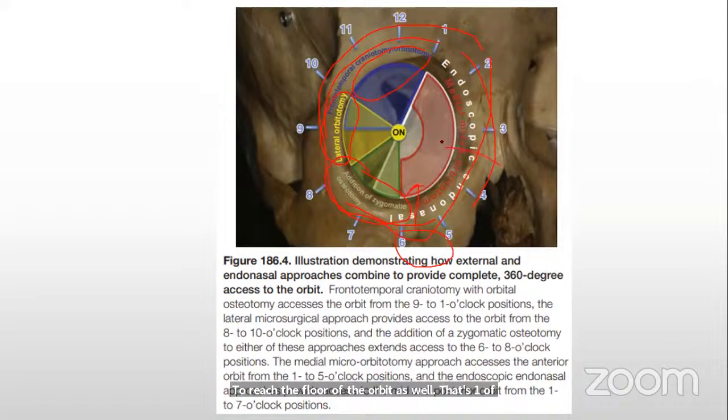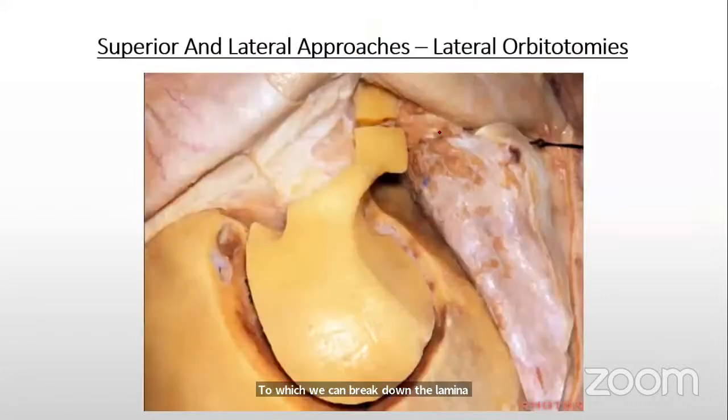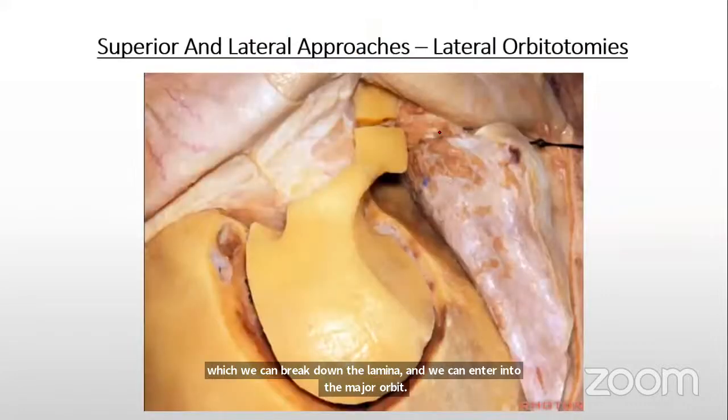And for the medial lesions, we have obviously the revolutionary endoscopic endonasal approaches through which we can break down the lamina papyracea and we can enter into the medial orbit. So again, the brief overview of the superior and lateral approaches.